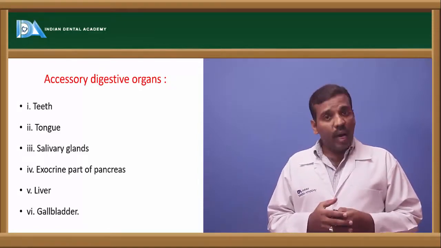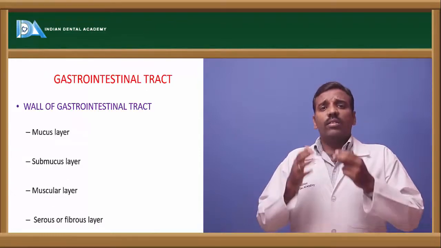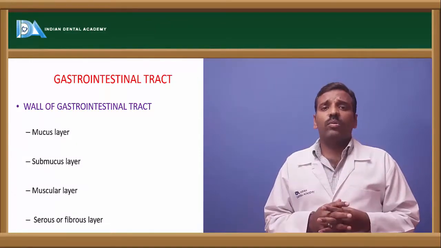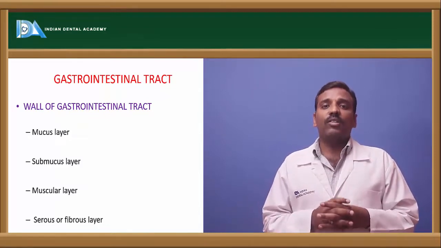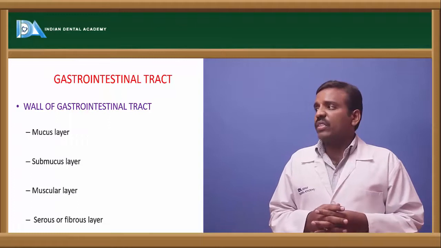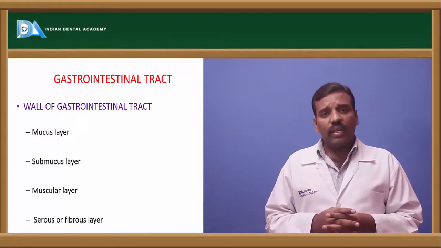After that, next are the walls of the GIT, or gastrointestinal tract. If you see these walls of the GIT, there are 4 layers present.